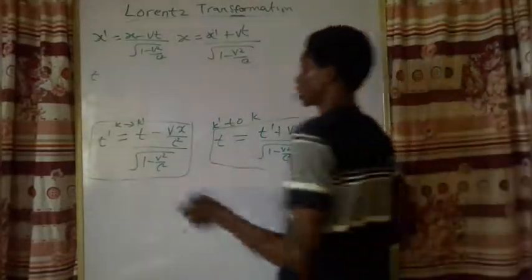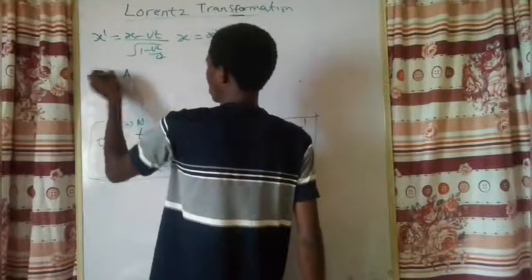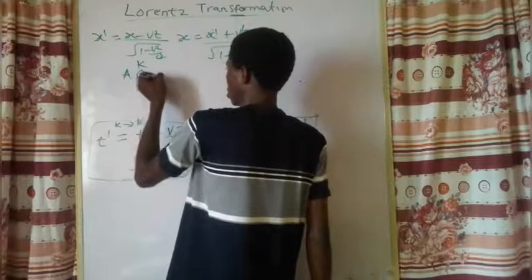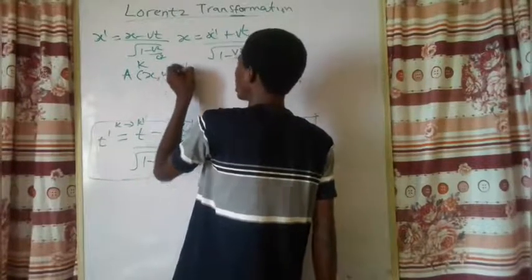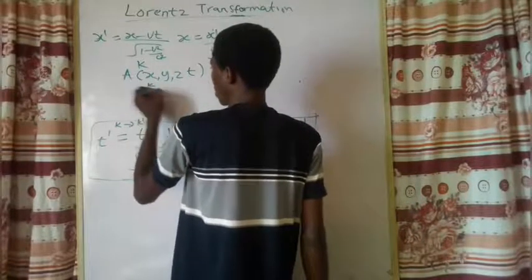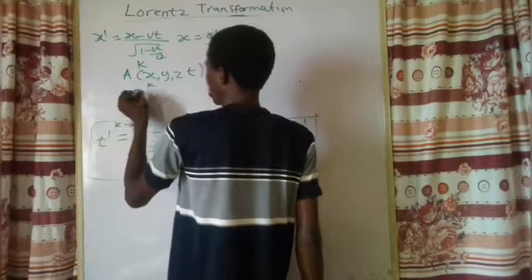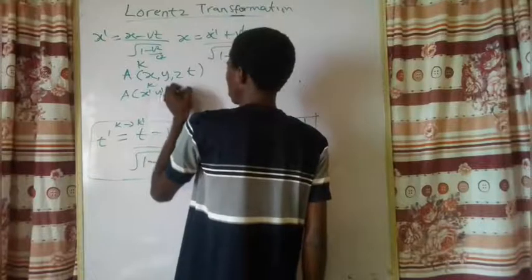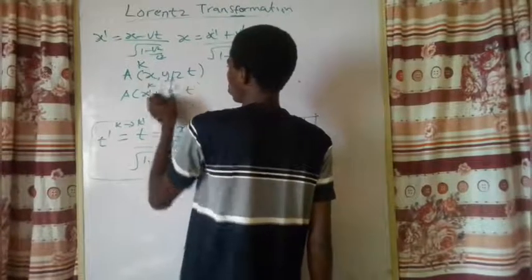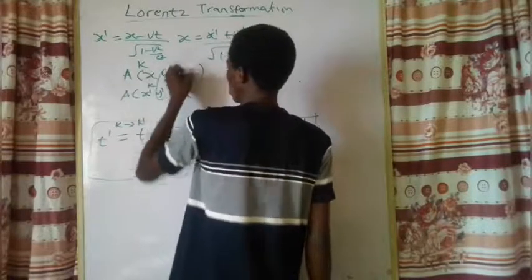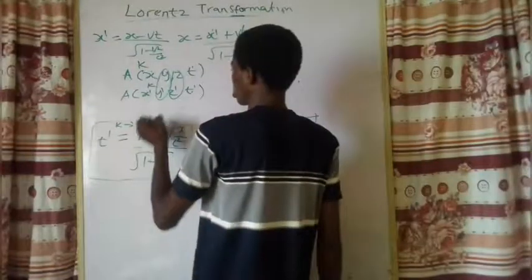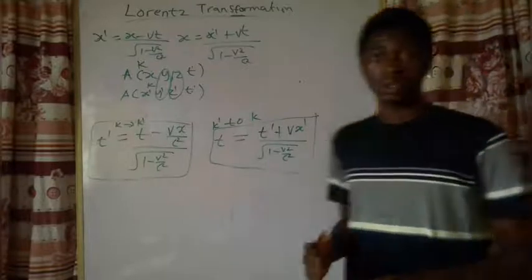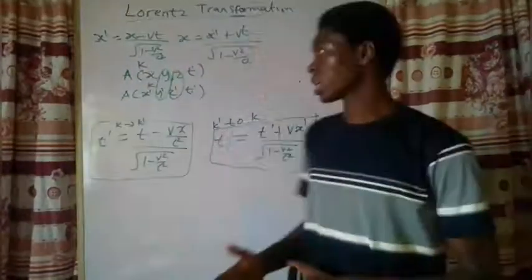coordinates. The coordinates are going to be, if an event occurs at a point A, my coordinates according to my frame, which is K, are going to be x, y, z, and t. Your K prime will be the same point A as x prime, y prime, z prime, and t prime. Now, these two are not equal. This is the Lorentz transformation of coordinates. And this really tells us that if you are moving closer to the speed of light, Galilean transformation does not work for you.